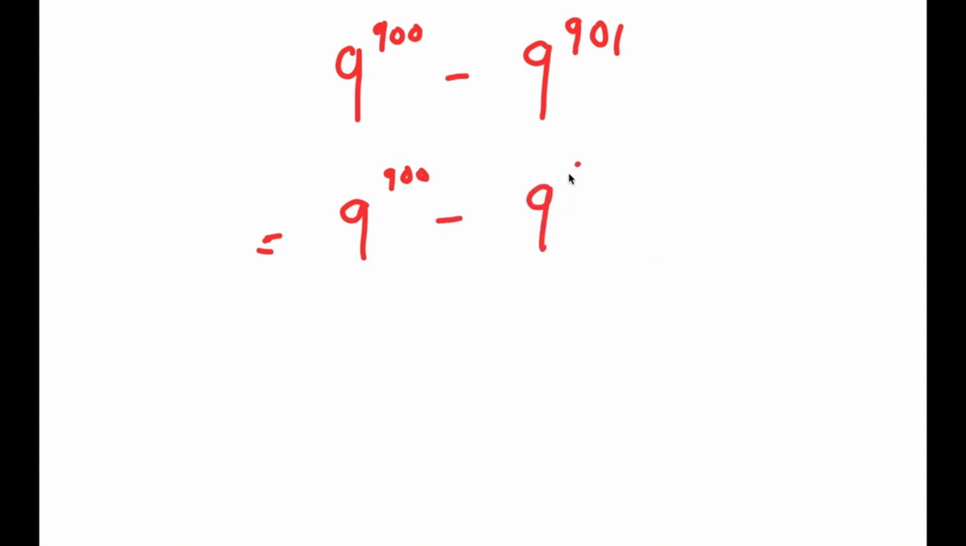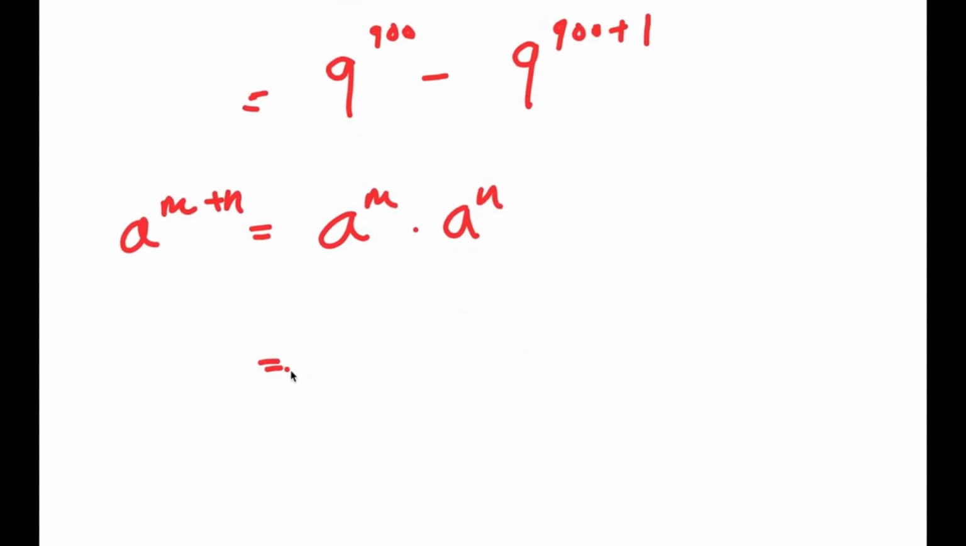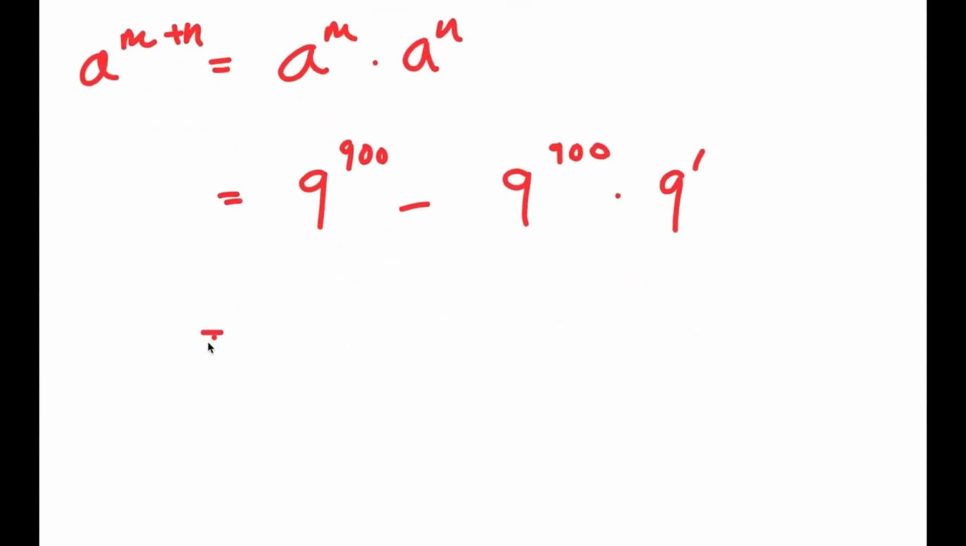Alright, so in this video, I'm going to solve the problem 9 to the power of 900 minus 9 to the power of 901. So to solve this, I'm going to first rewrite this as 9 to the power of 900 minus 9 to the power of 900 plus 1. And if I have something in the form a to the power of m plus n, this is equal to a to the power of m times a to the power of n. So now I get 9 to the power of 900 minus 9 to the power of 900 times 9 to the power of 1.